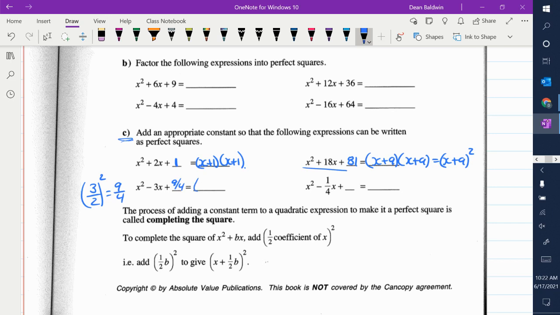What would the factored form be? x plus what? What multiplies to 9 over 4 and adds to 3? 3 halves. It's whatever half of the middle term is. So this would factor to (x minus 3 halves)(x minus 3 halves). Why is it minus, or subtraction, negative? Yes, because the 3 is negative.